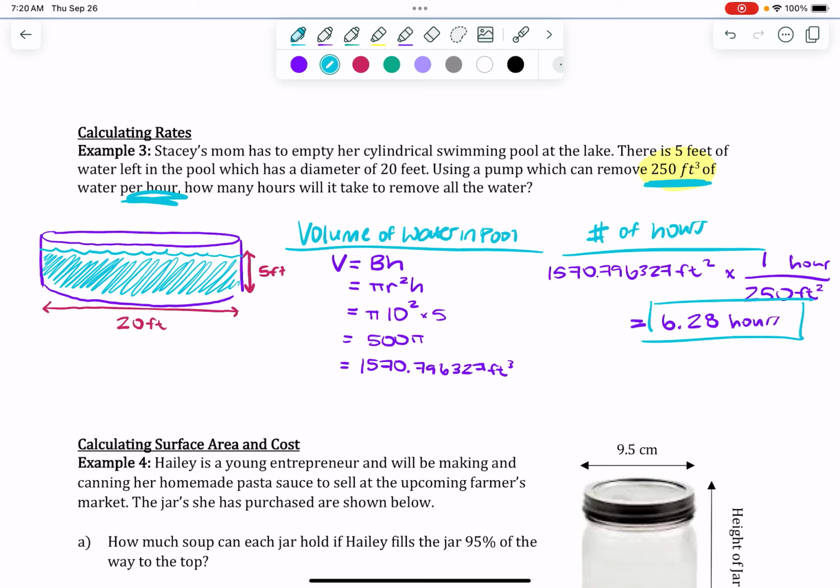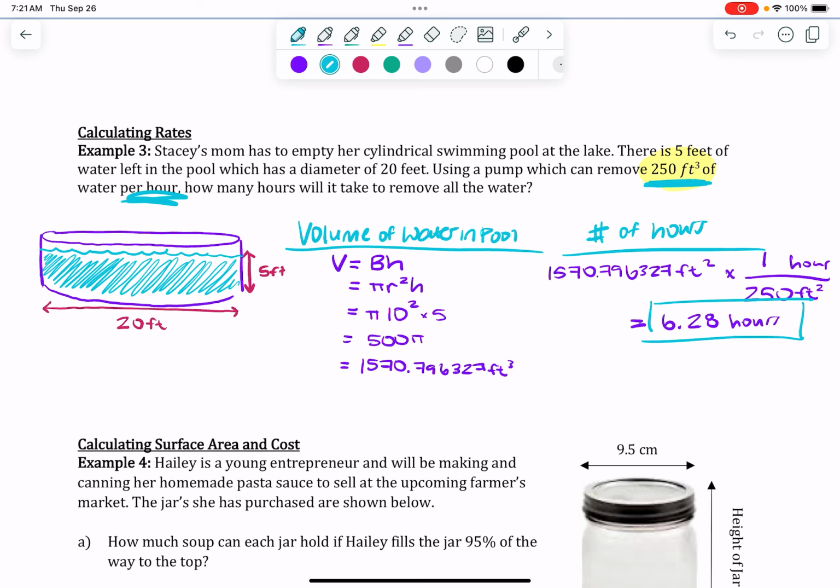Secondly, although this is the answer, 6.28 hours, it is possible that I could have changed the question up a little bit where I would not have allowed partial hours. I could have said, you were hiring a company to remove the water from your pool or Stacy's mom's pool. And the company charges in only full hour increments.